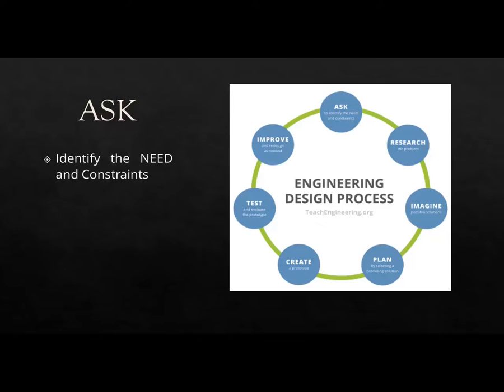So the first phase in the engineering design cycle is ask. Ask and identify the need and constraints. Engineers ask critical questions about what they want to create, whether it be a skyscraper, amusement park ride, bicycle, or smart home. These questions include, what is the problem to solve? What do we want to design? Who is it for? What do we want to accomplish? What are the project requirements? What are the limitations? What is the goal?